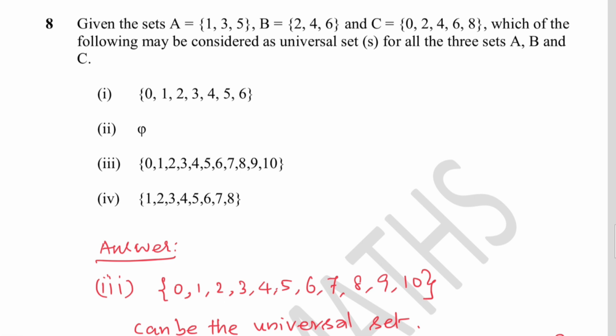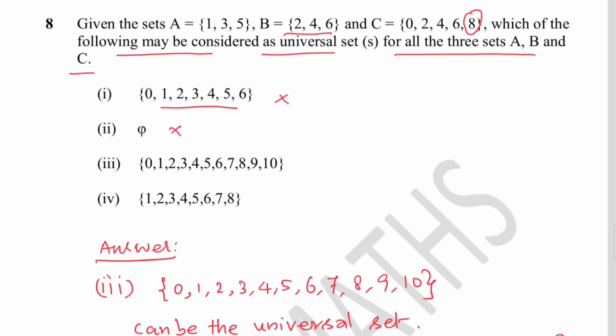And question number 8. Given the sets A equal to {1, 3, 5}, set B is {2, 4, 6} and C is {0, 2, 4, 6, 8}. Which of the following may be considered as a universal set for all three sets A, B and C? So you have to find a universal set which contains all these elements. When you consider the first option, {0, 1, 2, 3, 4, 5, 6}, but when you look at C, 8 is there in set C, but 8 is not here. So this is not a universal set.